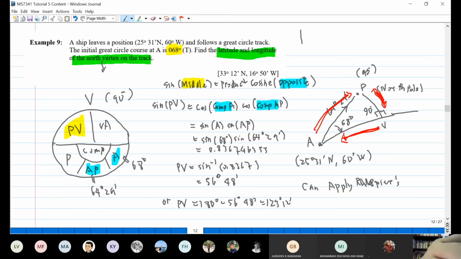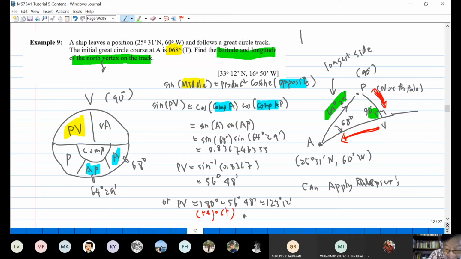Why do we reject this one, in case you wonder? Because the largest angle in the triangle is 90 degrees. The side corresponding to the 90-degree angle is 64 degrees 29 minutes. That means 64 degrees 29 minutes is the longest side, because the 90-degree angle is the largest angle. Therefore, PV must be less than 64 degrees 29 minutes, right?